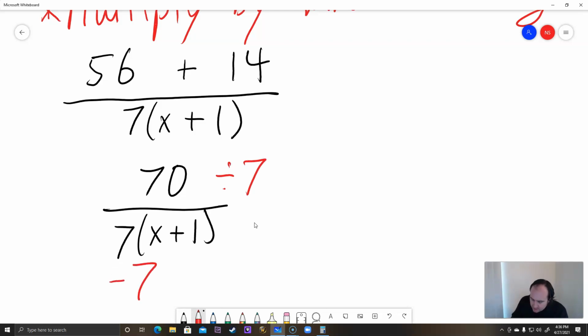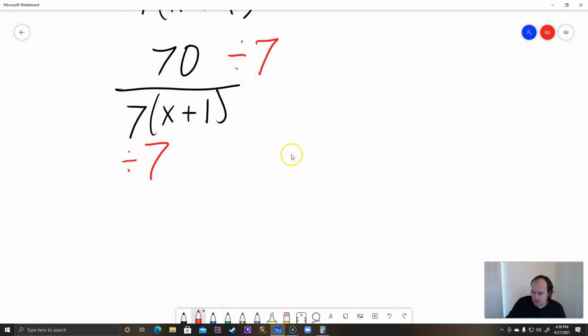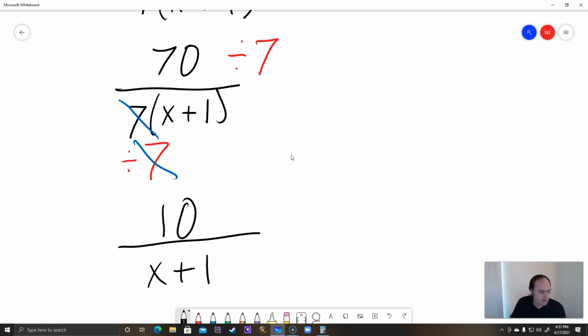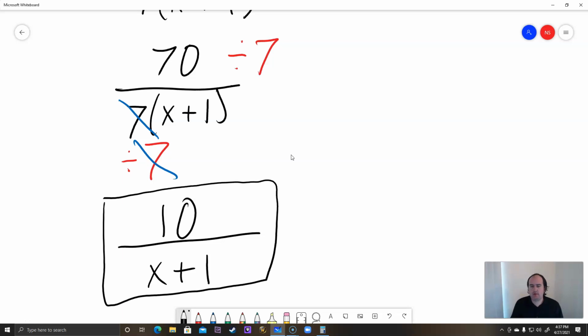So after we divide both of those by 7, then we're going to get to the end. On the top, 70 divided by 7 is 10. And then on the bottom, the 7's cancel. So in the denominator, we actually just end up with x plus 1. So our final answer is going to be 10 over x plus 1. Okay? And that's the whole problem for number 3.